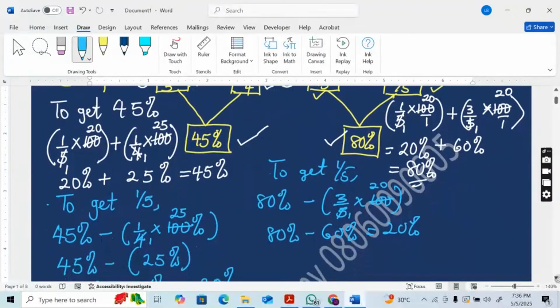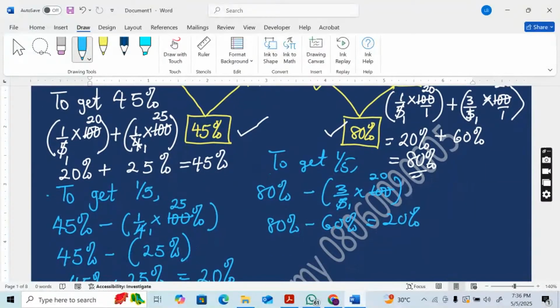So right here, we have to change 20% to a fraction in the lowest term. So 20% is equal to 20 over 100. 0 cancels 0. 2 divides 2, that's 1, and 2 divides 10, that's 5. Answer is equal to 1 over 5. Hooray! We were able to get 1 over 5 as our answer.